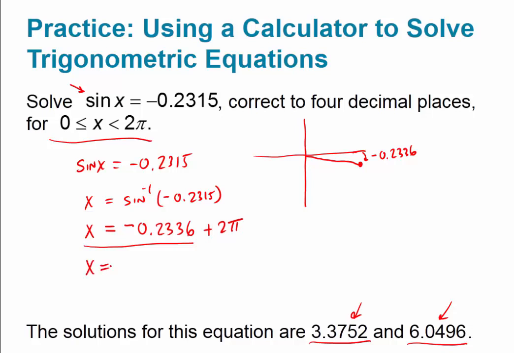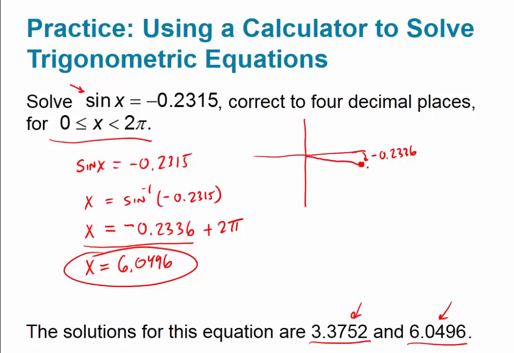So I take that angle plus, and then I want to take 2 pi. When I do that, that gives me this angle measure of 6.0496. So there's my first solution. Now let's think about when I'm going to come up with this same sine value again.